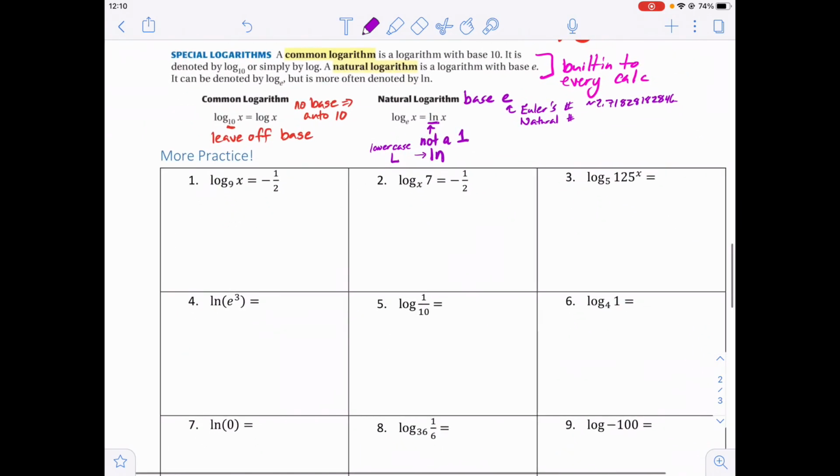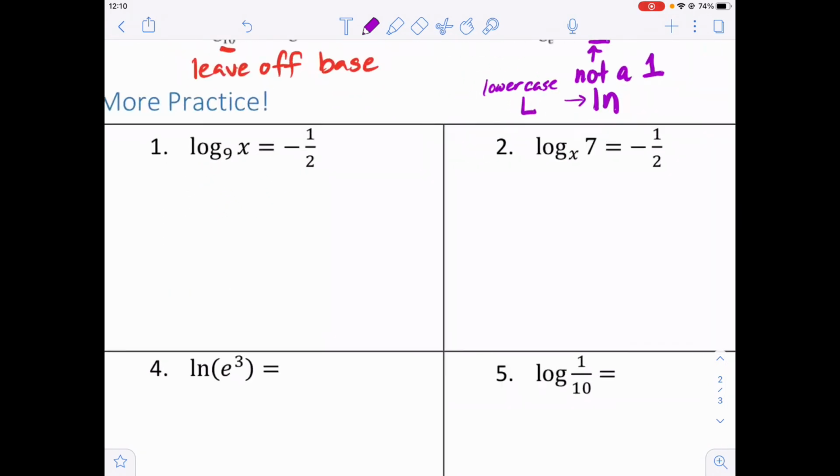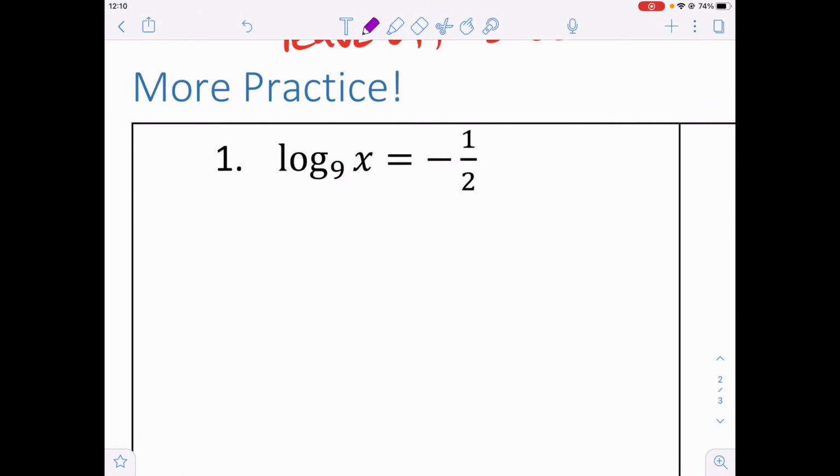Okay. We're going to wrap up by doing some practice and actually looking at some logs. We're going to do some conversions, some calculations, and we're going to do a quick look at how we can put these into our calculator. Just like square roots, most of the time we use calculators to approximate these things because they're not easy to find by ourselves unless they're nice.